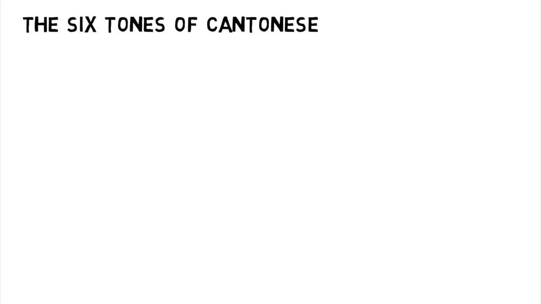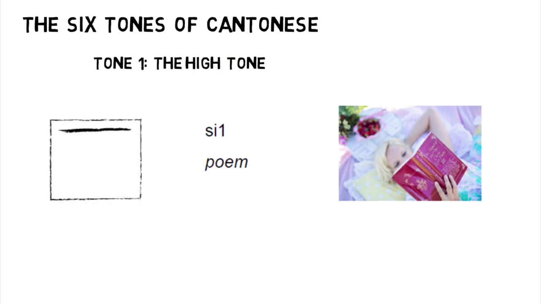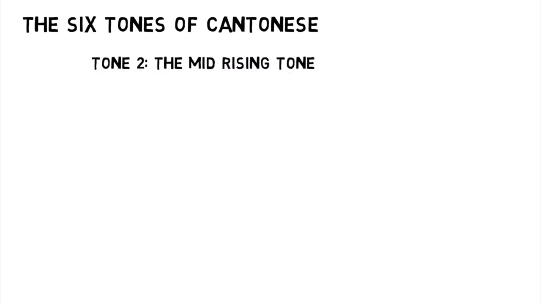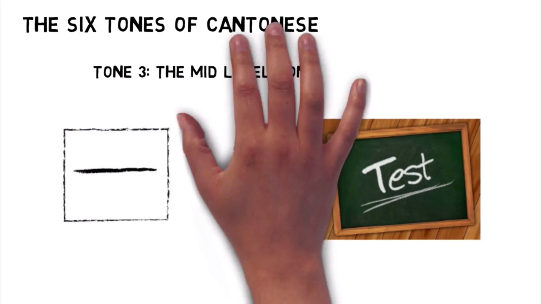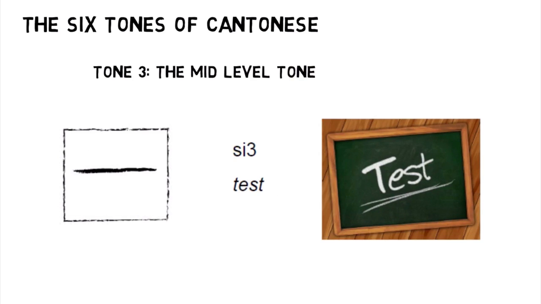And then we went into these 6 tones of Cantonese. The high tone, si, which was high and sustained. The mid-rising tone, si, which starts in the middle of your range and moves up like a question. The mid-level tone, si, which sits in the middle of your range and stays put, a little bit robotically.